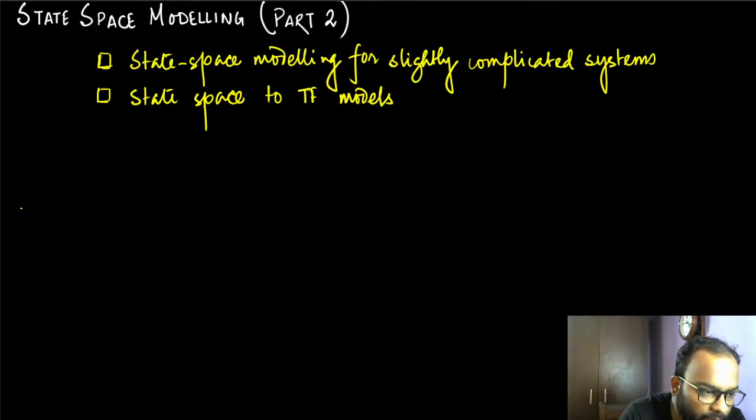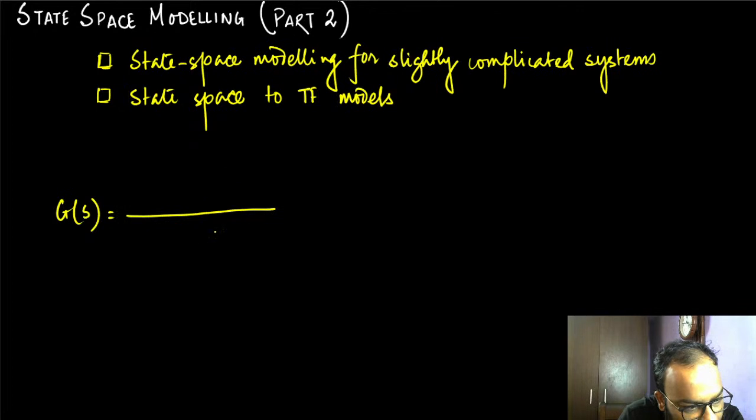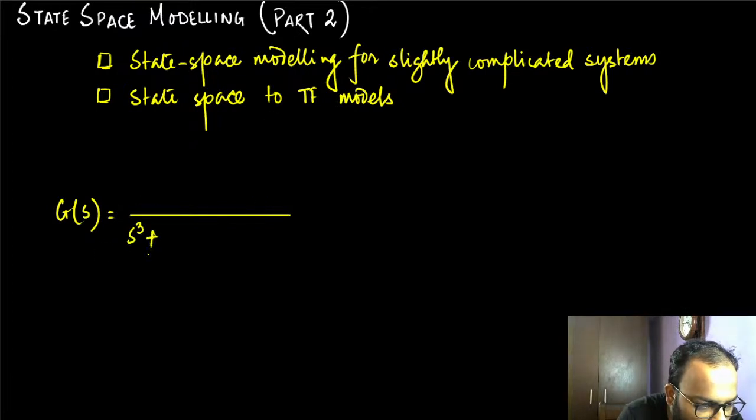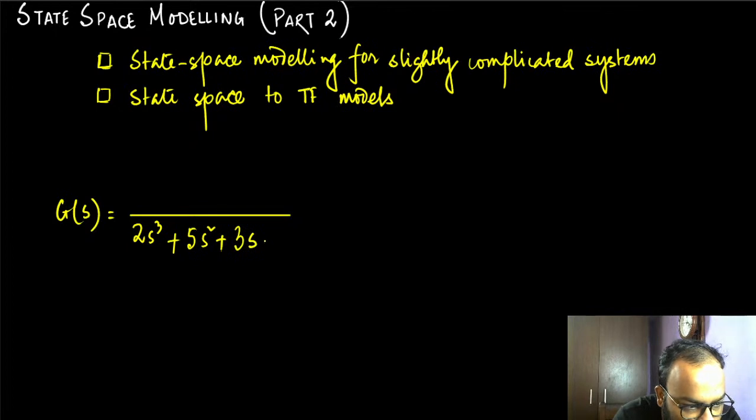Imagine I have a system and that has this transfer function model. Let's consider a third order system, and let's say this is the transfer function model for that: 2s cube plus 5s square plus 3s plus 9 in the denominator, and a 7 in the numerator.